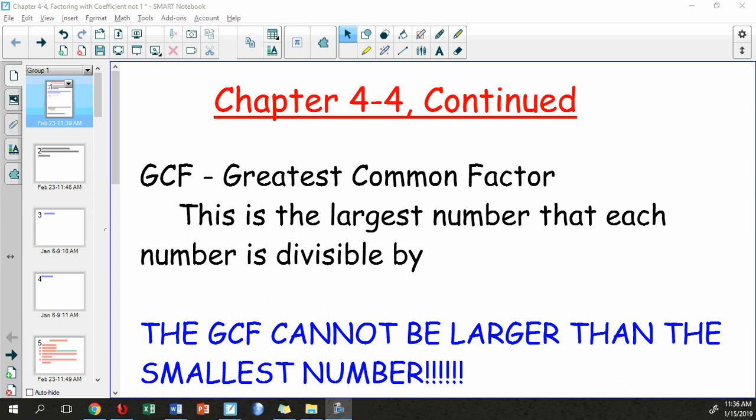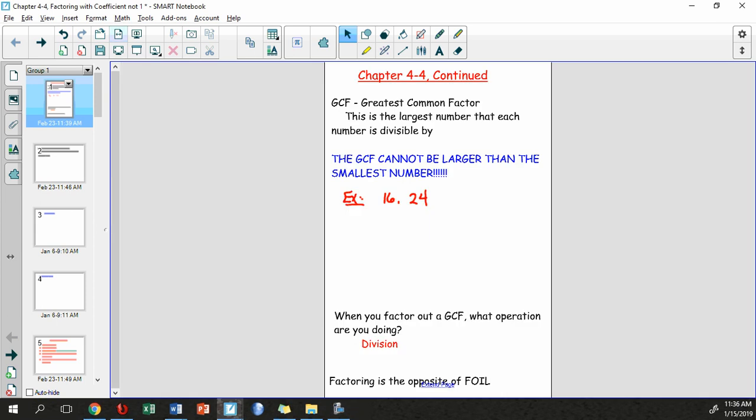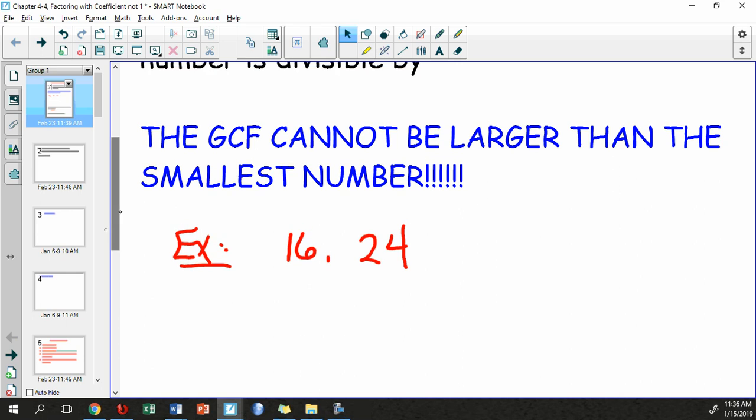The very first thing we talked about today is going to be GCF. We talked about this briefly yesterday. A GCF is the greatest common factor. This is the largest number that is divisible by each and every term that you have. What this means is the GCF cannot be larger than the smallest number. Do we understand that? A number cannot give more than what it is. It cannot give more than itself. So if you're the number 16, it can't give 18, can it?